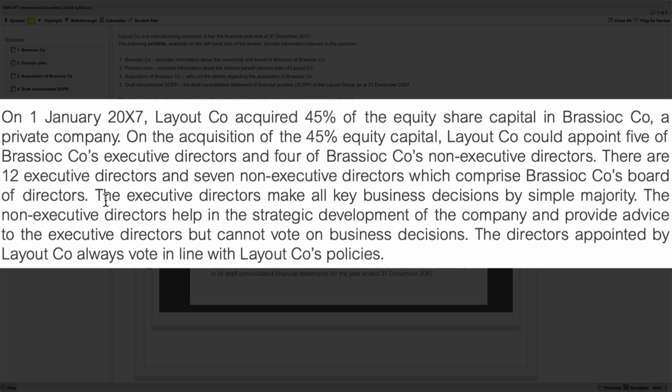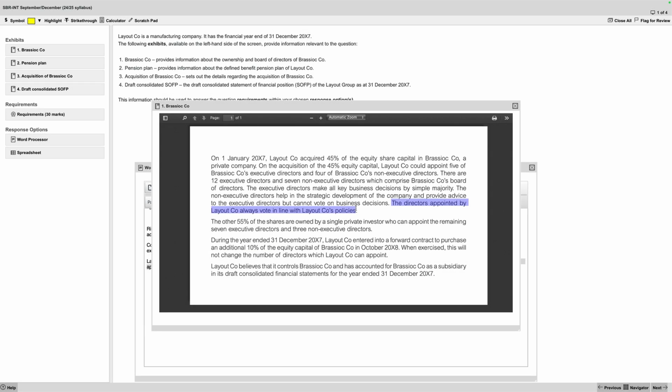Because that's the majority. And it says, well, the executive directors make all the key business decisions by a simple majority. The non-executive directors just help in the strategic development and provide advice, but cannot vote on business decisions. The directors appointed by Layout always vote in accordance with how we want. So the non-executives, they don't have voting rights, so they don't give us control, do they? Will we mention that in our answer? Yes, we will. And then we'll have applied all of that paragraph, wouldn't we?